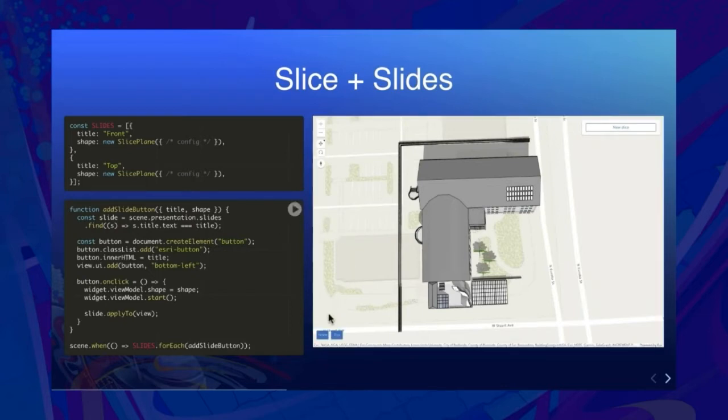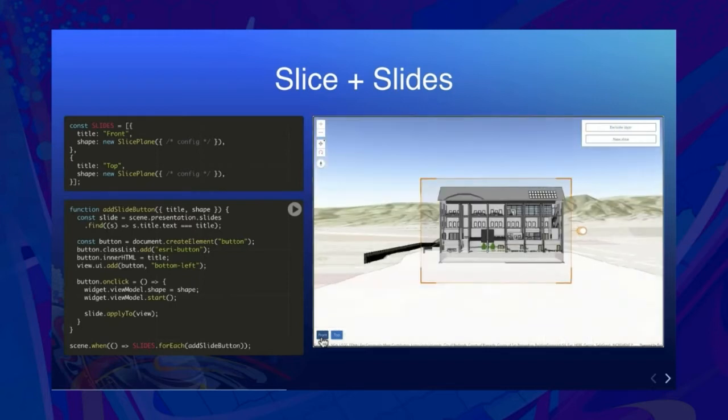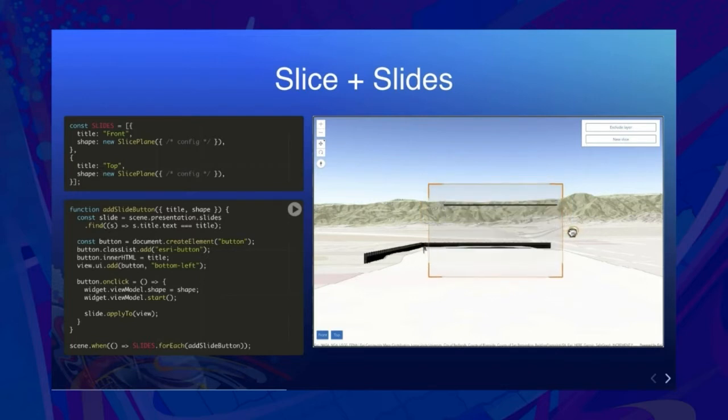Here we go. We have two buttons, one to look at the building from the front and one to look at it from the top. If we click here, there we go. We look at the front of the building and we have our slice plane. We can still manipulate it just like before.